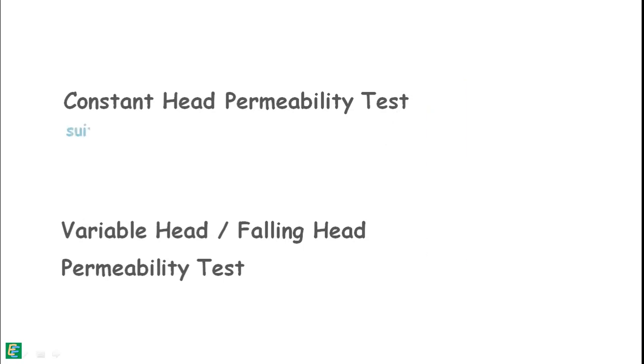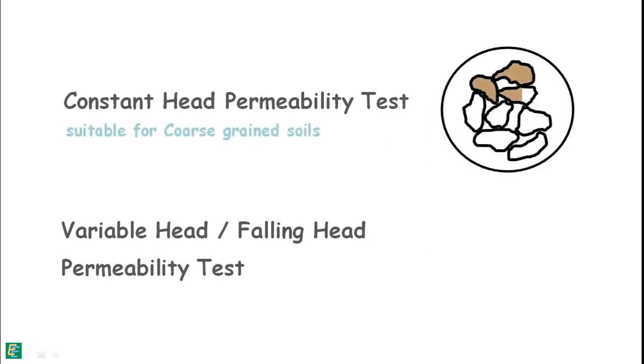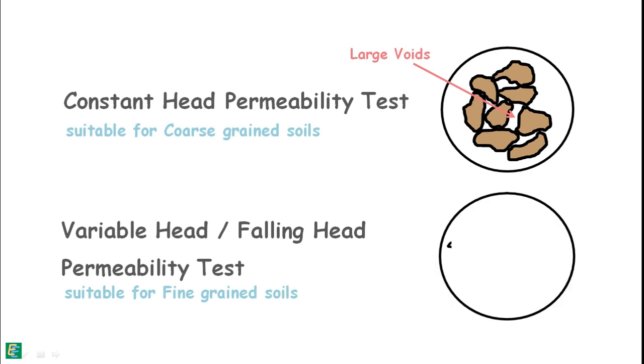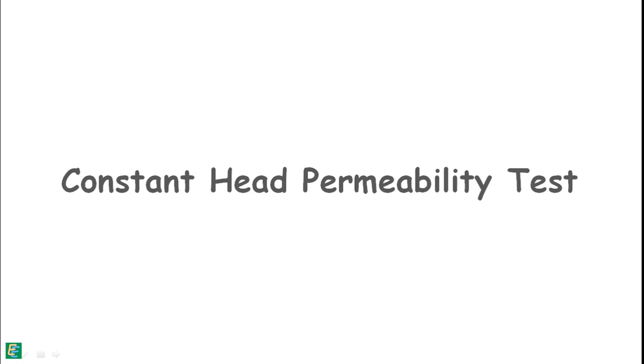The constant head method is suitable for coarse-grained soils, which are relatively more pervious because of their large voids, while the variable head method is more suitable for fine-grained soils, which are relatively less pervious because of their poorly connected void structure. Let's discuss the constant head permeability method first.